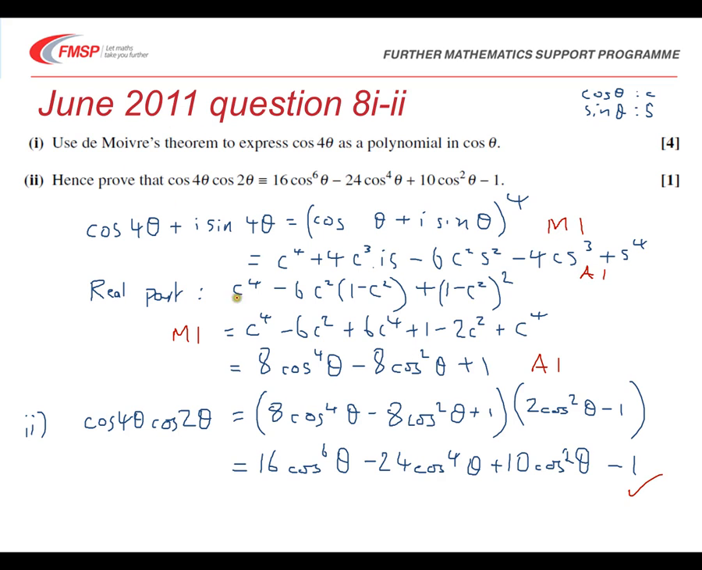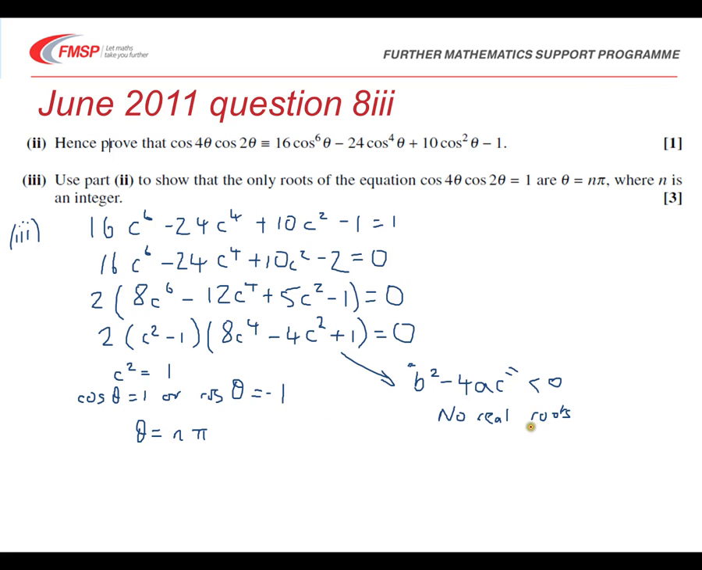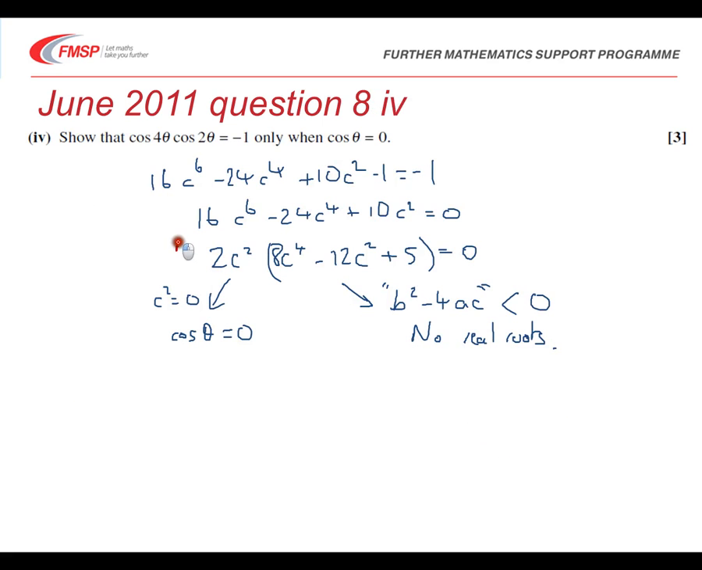It is a hence prove that question, so you do need to get this 2 cos squared theta minus 1 in for cos 2 theta for the mark. Part 3, there's a method mark for a correct factorisation, and then 2 accuracy marks for both of these 2 statements, and similarly a method mark for the factorisation and 2 accuracy marks for both of these statements here.